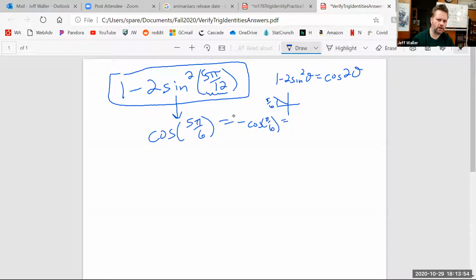Are you guys all comfortable with doing this kind of thing here? At this point, you really do need to be comfortable with that. No matter what I give you, find the reference angle, figure out what sign it is, and then just use the reference angle because you have that memorized. That's the whole purpose.